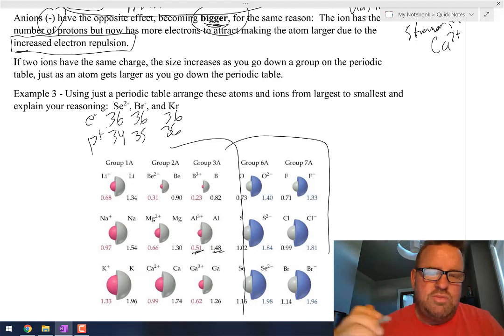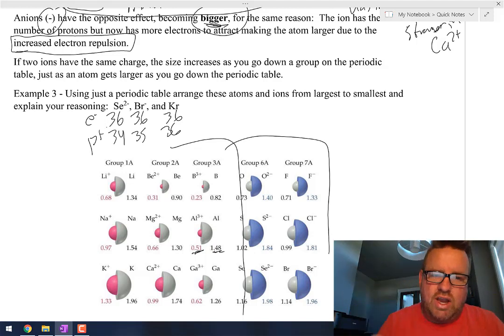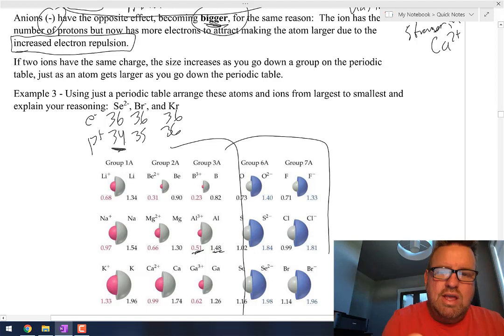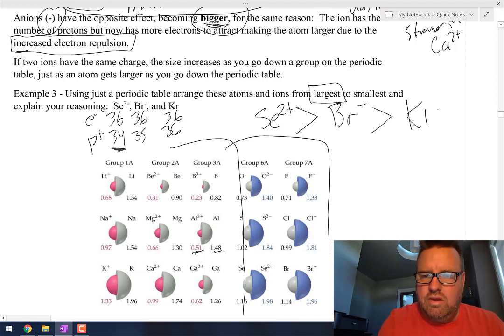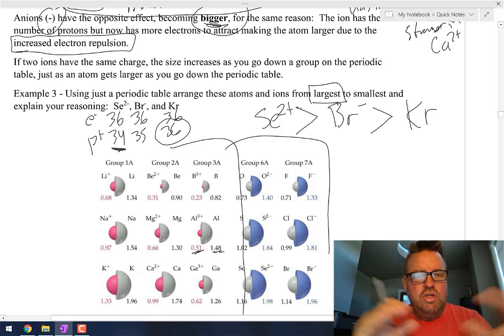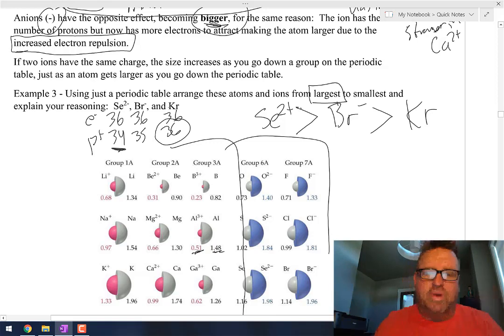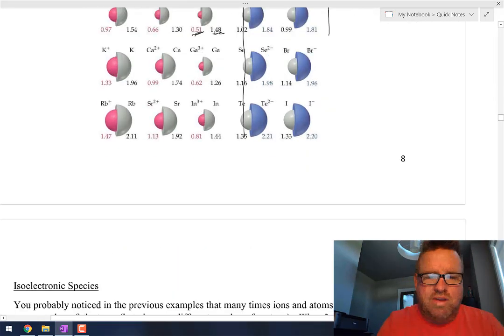The one with the most protons has the greatest attraction. The one with the fewest protons has the weakest attraction, and that one will be the largest. So the largest one is going to be Se2 minus, which is bigger than Br minus, which is bigger than krypton. Krypton's going to be the smallest because it has the most protons, so it has the strongest attraction to the nucleus, since all three of them have the same number of electrons.